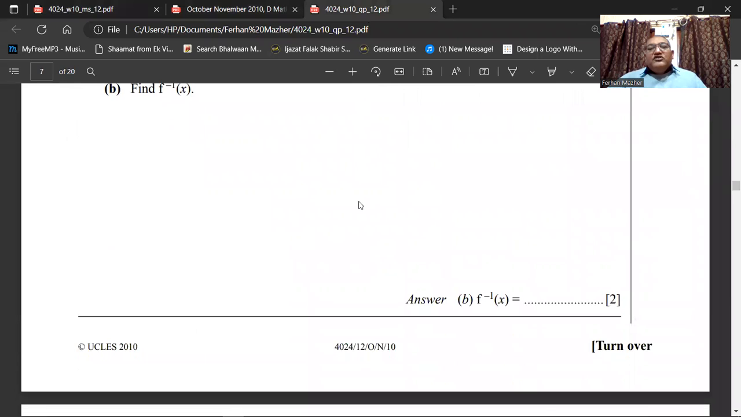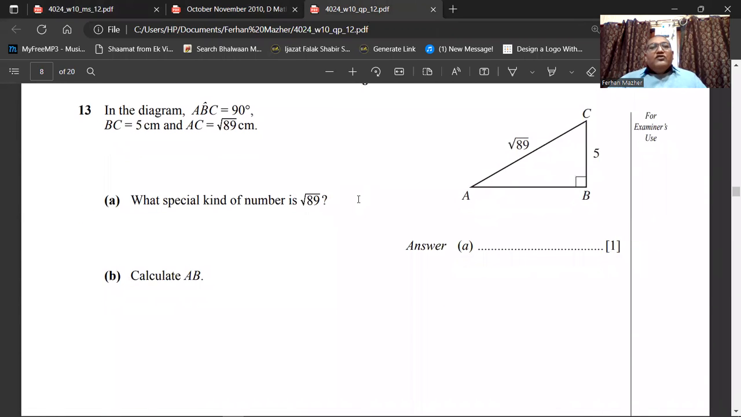So that was question number 12. And now we are going to the next question. That is question number 13. In the diagram, the angle ABC is 90 degrees. BC is 5 centimeters and AC is square root of 89. What special kind of number is square root 89? You know, 89 is a prime number.